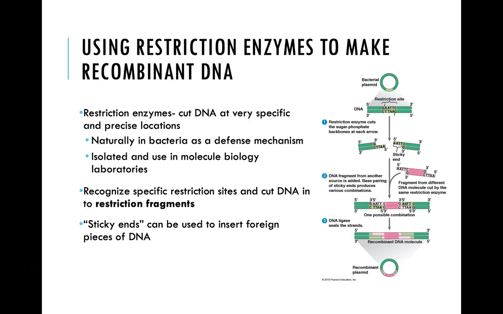They're used to break down DNA, but they were discovered and then isolated, and they've been really, really handy in molecular biology techniques. As I said, they recognize specific sites. These are called restriction sites, and they cut DNA into restriction fragments. Each restriction enzyme recognizes a very specific sequence, and it always recognizes the same one. Those sequences are palindromes, which means they're the same forward and backward.